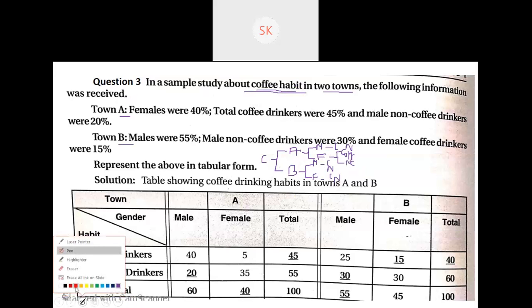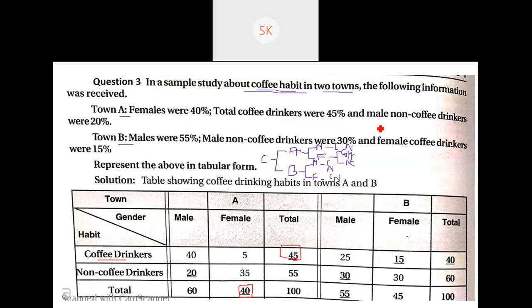Now let us quickly put all the data into the table. Here, first for town A, females were 40%. Overall females were 40%. We have just ignored the percentage sign here and taken the number. So overall females were 40%. Total coffee drinkers were 45%. Be careful, it is not total here, but total coffee drinkers. You have coffee drinkers, and the total of coffee drinkers was 45%.